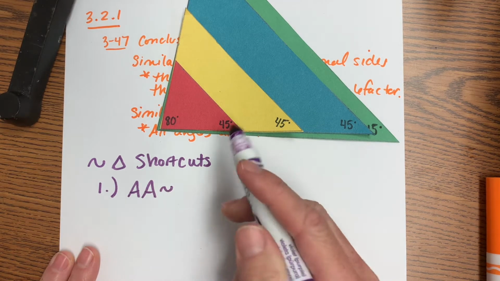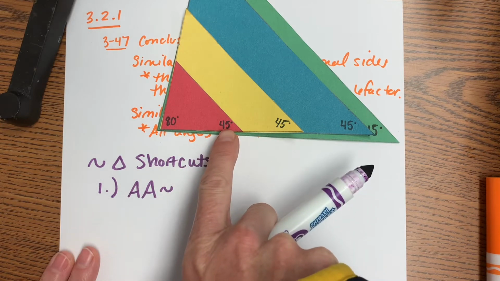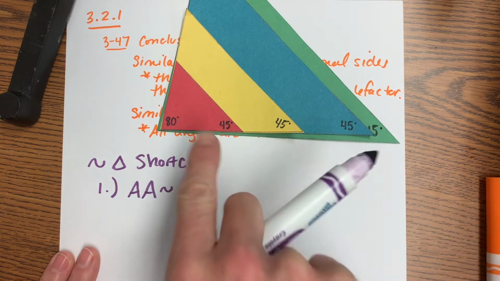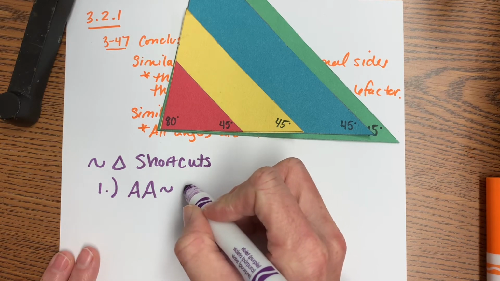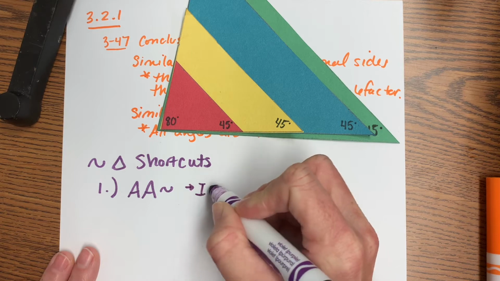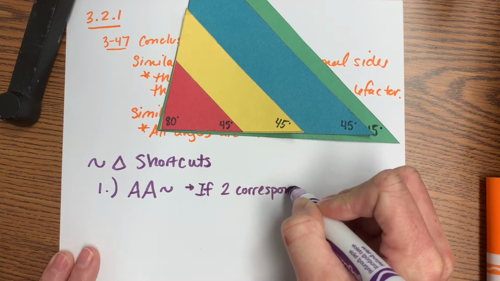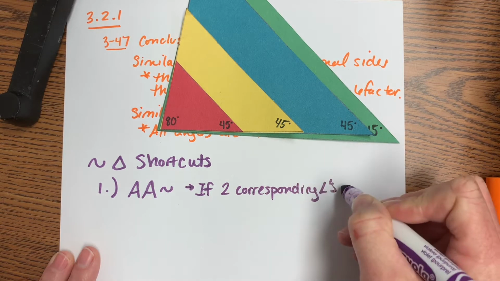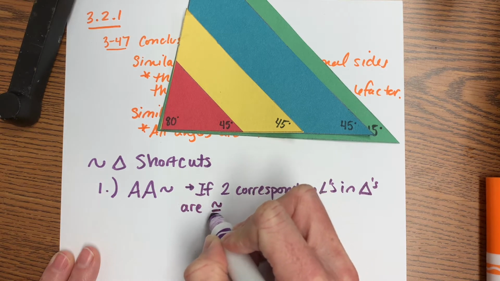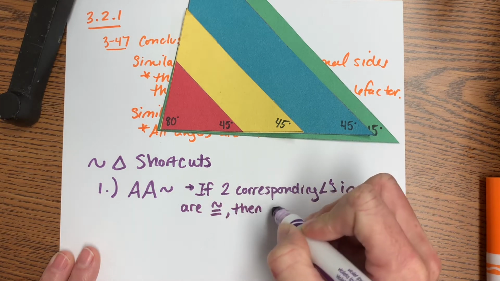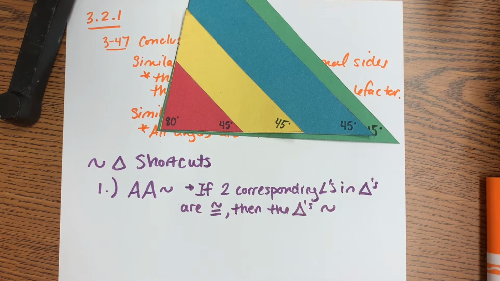Because what I said was, I would have told the whole class, make any triangle you want that has an 80-degree and a 45-degree angle in it. Every single one of yours would have been similar to mine. So this just means, and I'm going to define it for you, if 2 corresponding angles in triangles are congruent, then the triangles are similar. That's what it means.